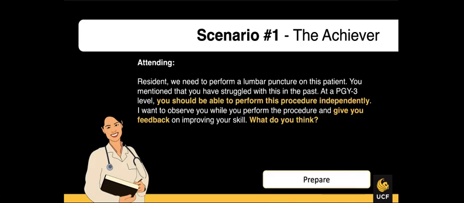So, the attending knows they're going to have to do a procedure. So he addresses the resident and he says, we need to perform a lumbar puncture. You mentioned that you have struggled in the past with this type of procedure. And as a PGY3 level resident, you should be able to perform this procedure independently. So I want to observe you while you perform the procedure, focusing on improving your skills. What do you think? You want to make sure that the resident, again, is in the right mindset.